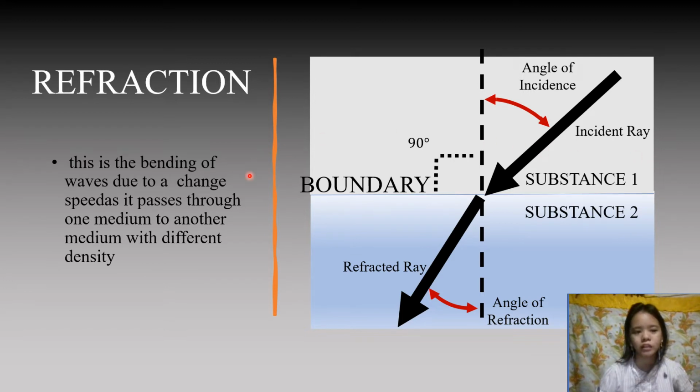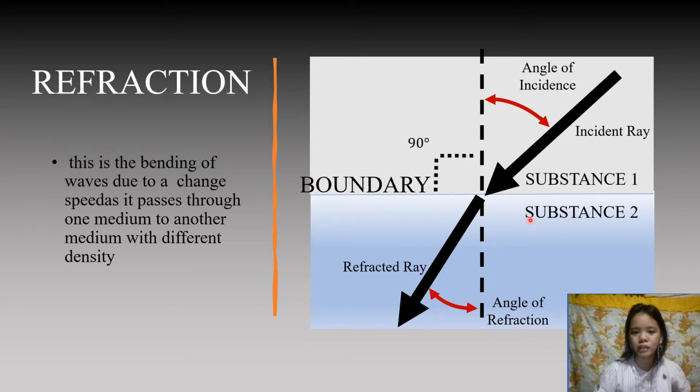So refraction. This is the bending of a wave due to a change of speed as it passes through one medium to another medium with a different density. So when a wave is moving from one medium to another, it changes speed as it enters the second medium, which causes the phenomenon, and this is called refraction.